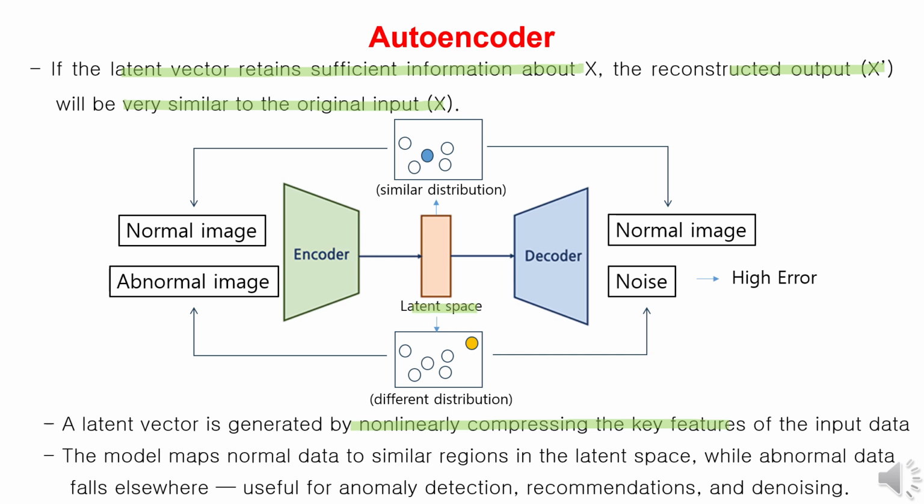When the input is normal data, these latent vectors tend to cluster or distribute similarly within the latent space. However, when abnormal data is input, the latent vectors appear in different or unusual regions. This property can be utilized for applications such as anomaly detection, recommendation systems, and noise reduction.